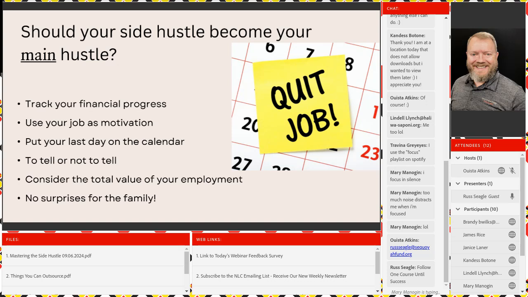If you decide that you do want to cut the cord and go off on your own, put your last day on the calendar. It might be 2 years, it might be 3 years, 5 years from now. This is the beauty of Google Calendar. This is the beauty of Outlook. You can go on those calendars. You can go out that far, however far you need. Put your last day on the calendar.